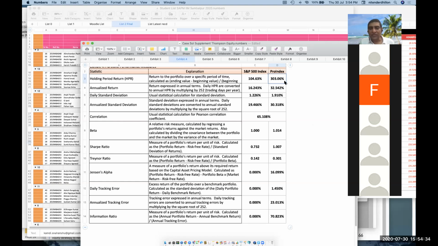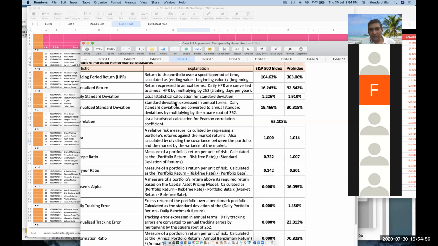So that's the right way of putting these numbers, saying that the holding period return has been around 300%, which is like we've grown the money 4 times since our funds have started. Whereas the index has just grown by double, or 100% return. Are we fine on this, guys?